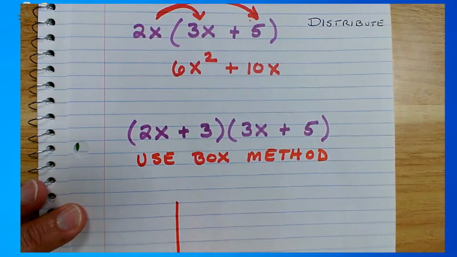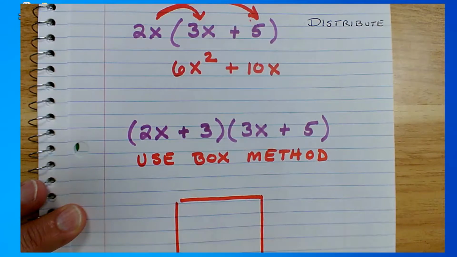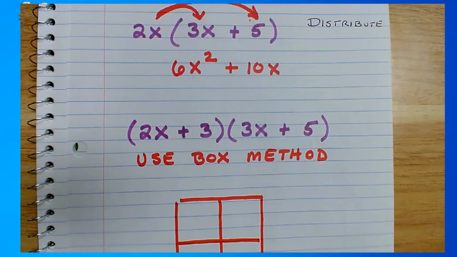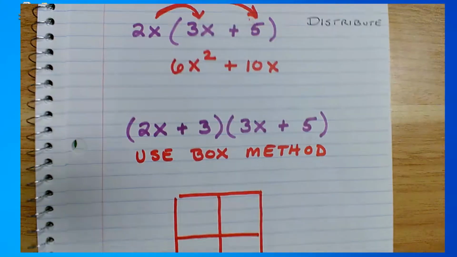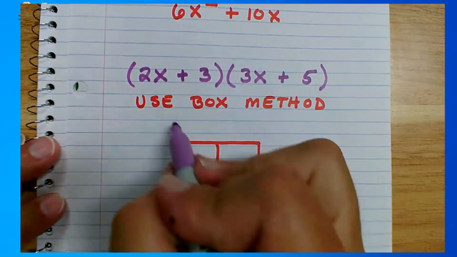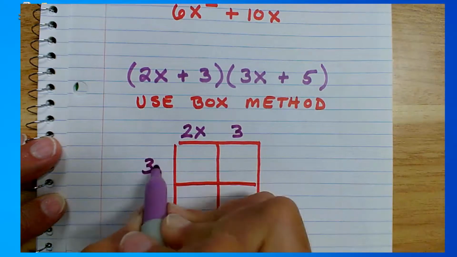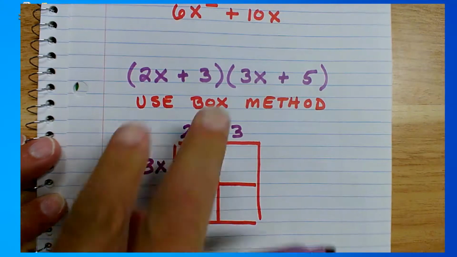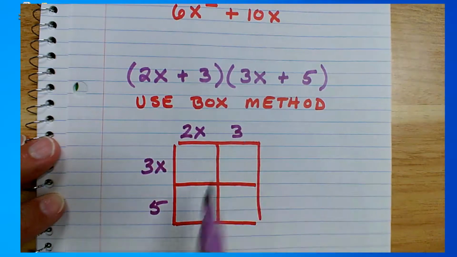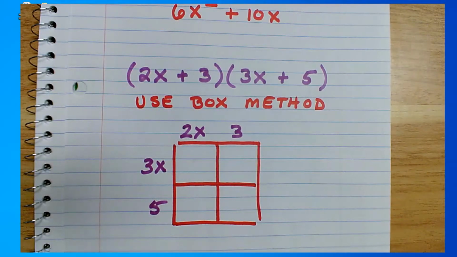I'm going to draw a box. And depending on where you're at in your science class, you may have seen something similar to this called a Punnett Square, I think. I'm going to put a 2x, 3, 3x, 5. 2x plus 3, so 2x and a positive 3, 3x plus 5, 3x and a positive 5. And now I'm going to multiply each square of this.